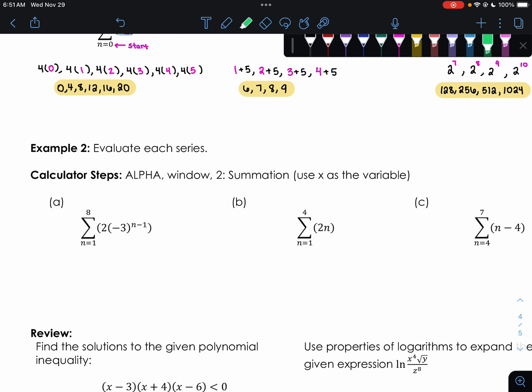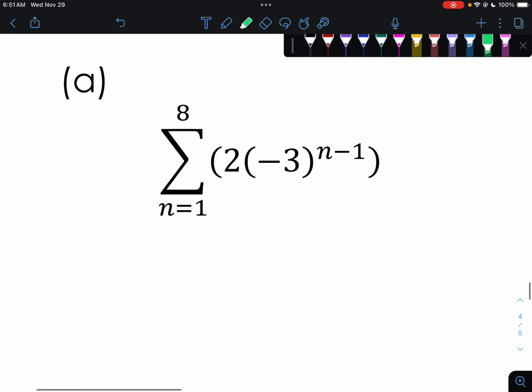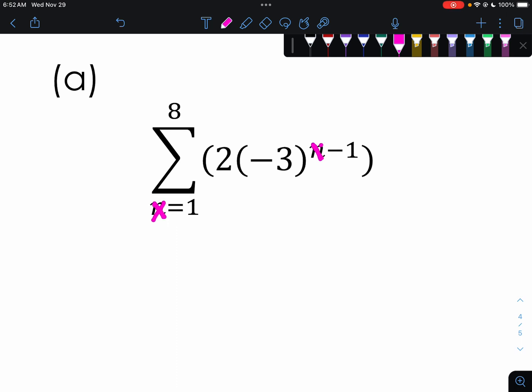So in order to do that, I have typed up your calculator steps. So you're going to press alpha window number 2, and then you just have to make sure that you change your variables to the letter X. So in example 1, make sure you grab a calculator so you can type this in. The only thing that we're changing is that our variable is going to be X.